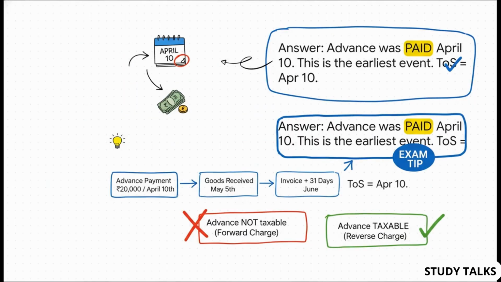Period. So, let's circle all the way back to that first question. The advance was paid on April 10th. The goods came later on May 5th. The 31st day from the invoice is sometime in June. So if we apply our 3-point check, what is the earliest event? It's the date of payment, April 10th. The time of supply is April 10th. The trap was thinking that the no tax on advance rule applied here. It doesn't. Under RCM, the advance payment is the taxable event.